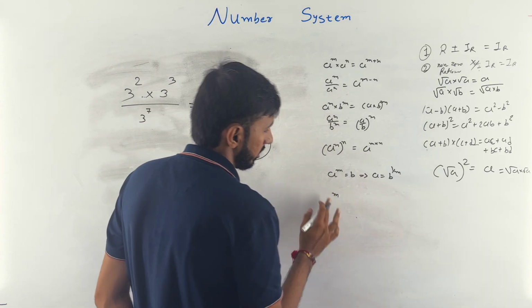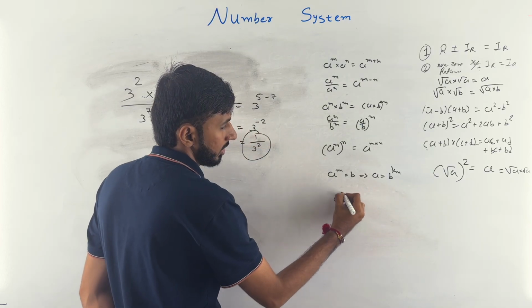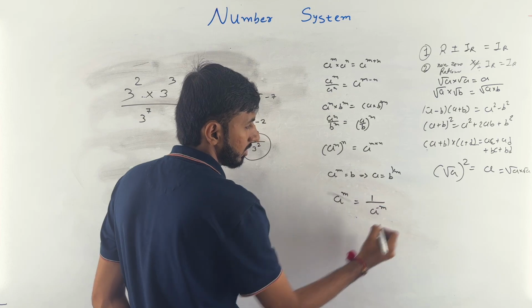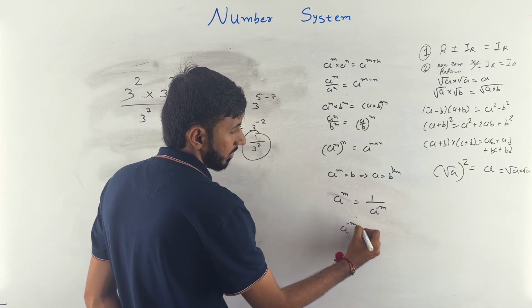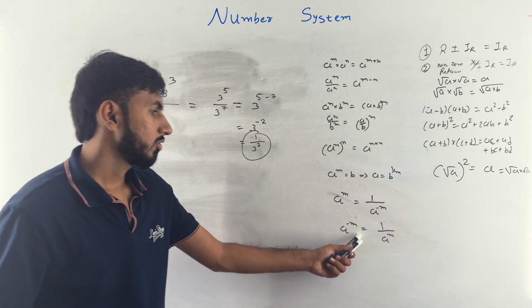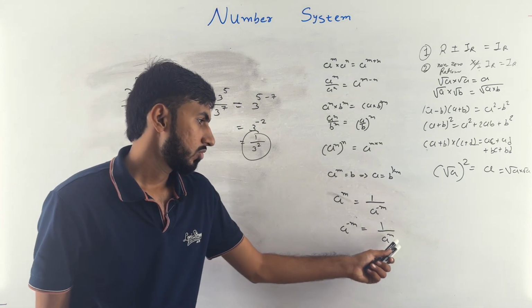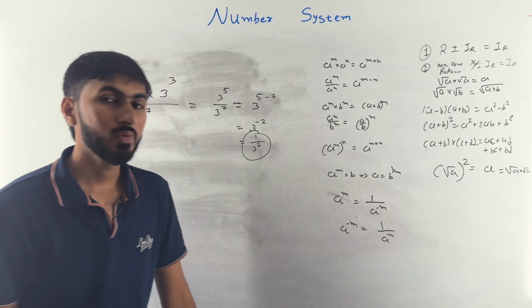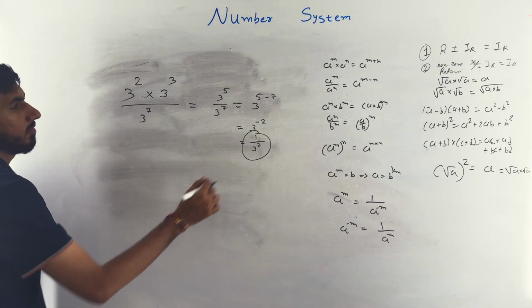So again we get another value. If I have a power m, I can write it as 1 upon a power minus m, or if I have a power minus m, I can write it as 1 upon a power m. If I have a negative power and I want to make it positive, I just have to put this number in the denominator, right? So it will be our answer.